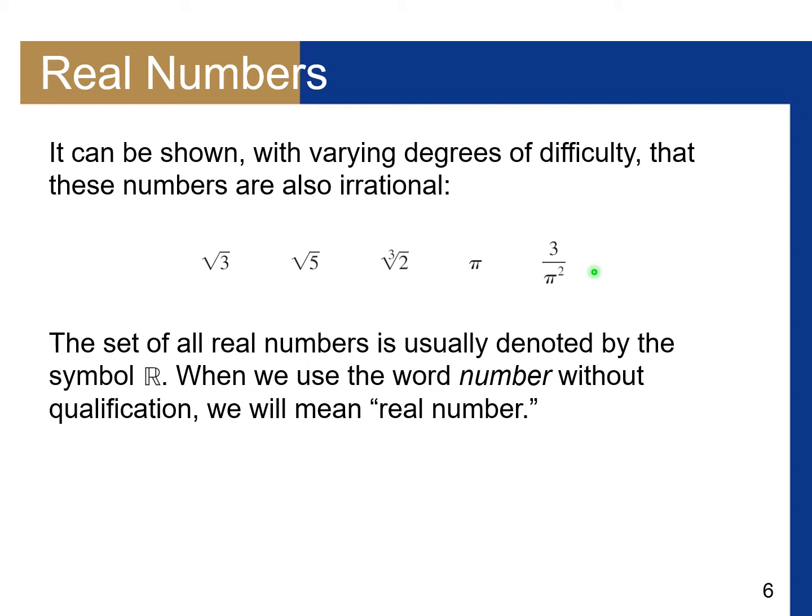Now the set of all real numbers is denoted by this symbol R, this fancy little R. When we use the word number without qualification, we usually mean real numbers. So unless it is specifically said that the numbers are not real, normally we're talking about real numbers.